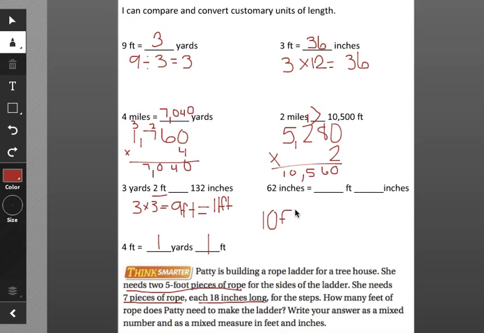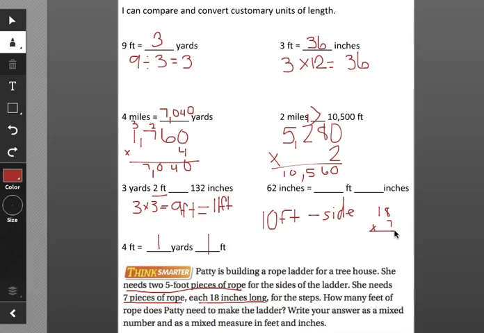So 2 5-foot is equal to 10 feet. That's the sides. So then I need 7 pieces that are 18 inches long. So that means I need to take 18 and multiply it by 7 so that I can figure out how many inches I will need altogether for my steps.